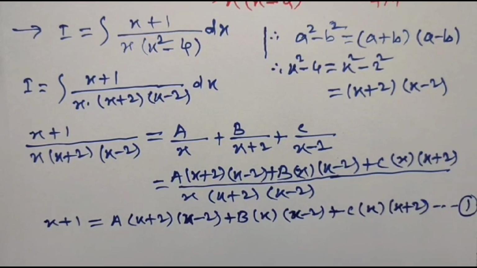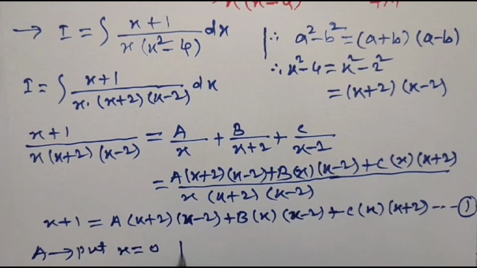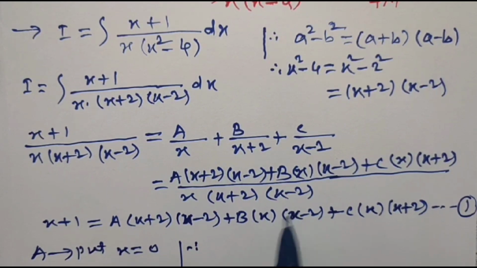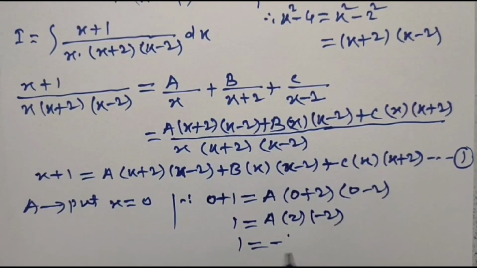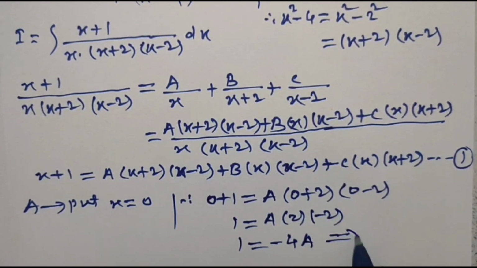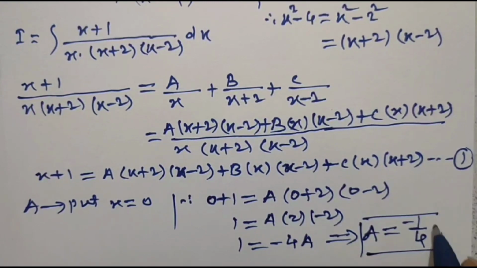values of arbitrary constants. To find value of arbitrary constant A, put x is equal to 0 in equation 1. And this gives, we are substituting x is equal to 0, so second term becomes 0 and third term becomes 0. Remains only first term and left hand side. So 0 plus 1 is equal to A into 0 plus 2, 0 minus 2. 1 is equal to A into 2 into minus 2. 1 is equal to minus 4A. And this implies A is equal to minus 1 upon 4.